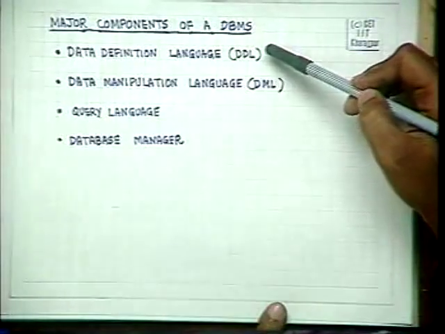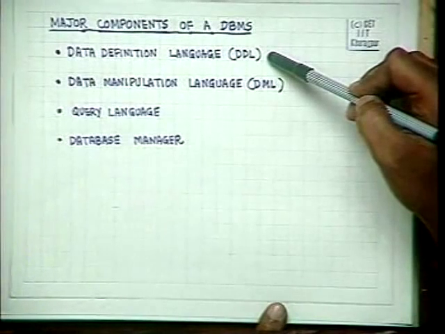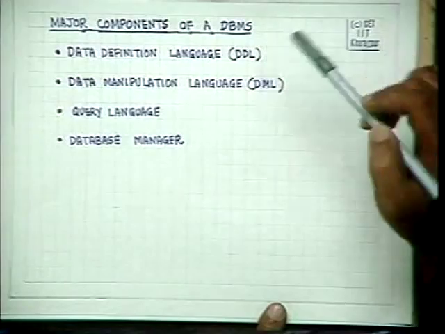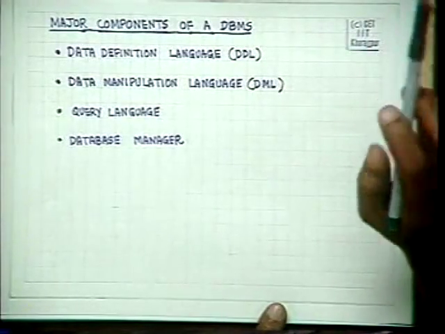In order to be able to define and use the data, a database management system must have a data definition language. A data definition language is a language in which you are able to define your database structure. What is the database? What are the data that you require to store in the database? What are their structures? How are they organized? How is one data related to another data? What are the constraints which have to be satisfied? What are the integrity constraints which have to be satisfied?